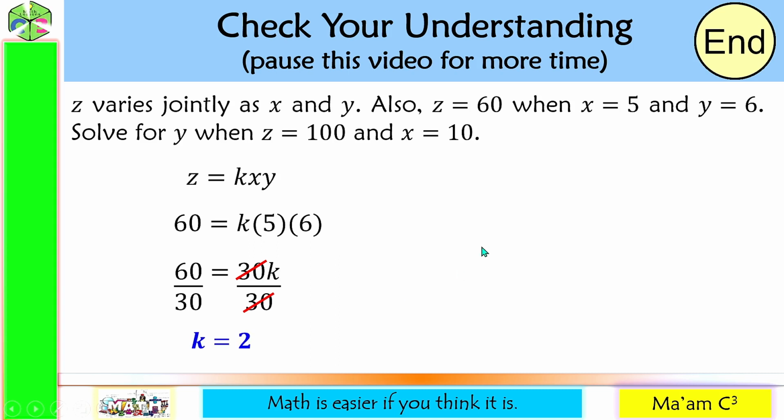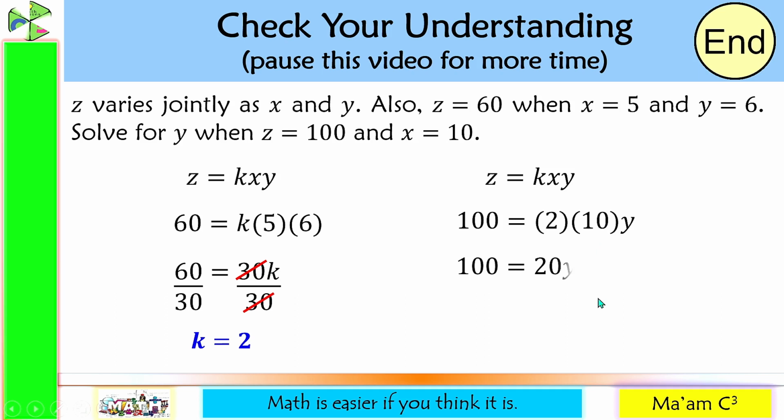Now let us rewrite once again our equation. This time we know already the value of k, and that is 2. Our z is 100 and our x is equal to 10. Let us substitute those. 2 times 10 is 20. To solve for y here, we're going to divide both sides by 20. So 20 and 20 will cancel out. Y is equal to 100 divided by 20 is 5. So y is equal to 5.